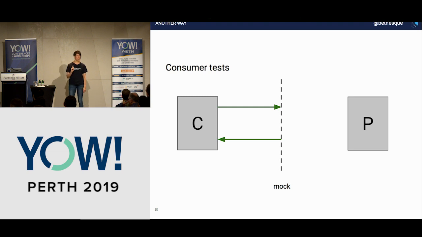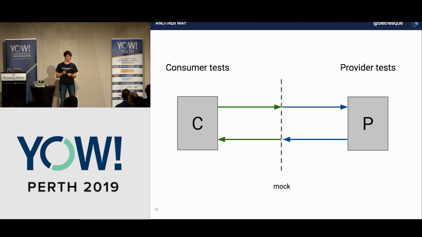But if you have a look at this diagram, you'll see that half of it is missing. What we're missing is the part where we send the same request to the provider to make sure the provider actually does handle that request, and looking at the response that comes back to make sure that it actually does send the response that we think it will. If we have these two matching sets of tests, we've achieved test symmetry.